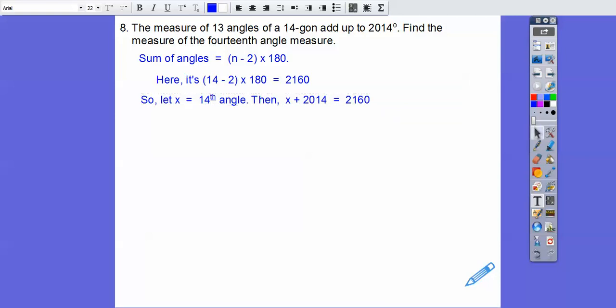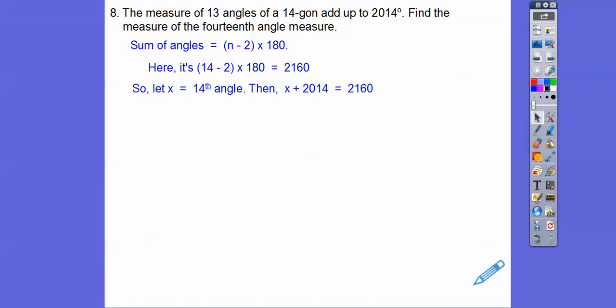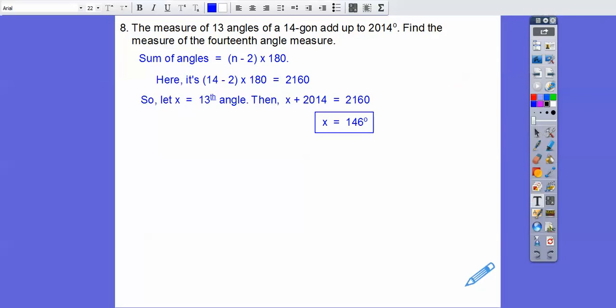Okay, anyway, so we're going to subtract 2014 from both sides. When we subtract 2014, we still get that 14th angle, sorry, to be 146 degrees, all right?